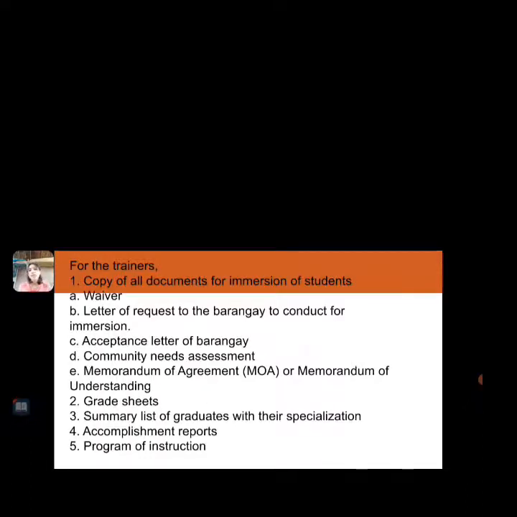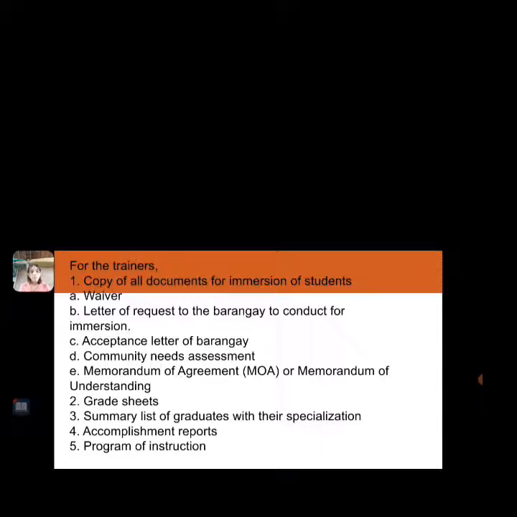So for the trainers, first is to copy all the documents of the immersion of the students, like the waiver, the letter of request to the barangay to conduct the immersion, the acceptance letter of the barangay, the community needs assessment, the memorandum of agreement or memorandum of understanding, then grade sheets.